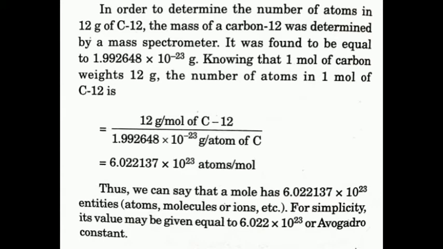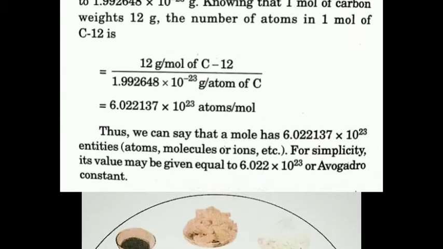Knowing that 1 mole of carbon weighs 12 gram, the number of atoms in 1 mole of C-12 is calculated by this formula: 12 gram per mole of C-12 divided by 1.992648 × 10^-23 gram per atom of carbon, which comes out to be 6.022 × 10^23 atoms per mole, and which is also called the Avogadro constant.